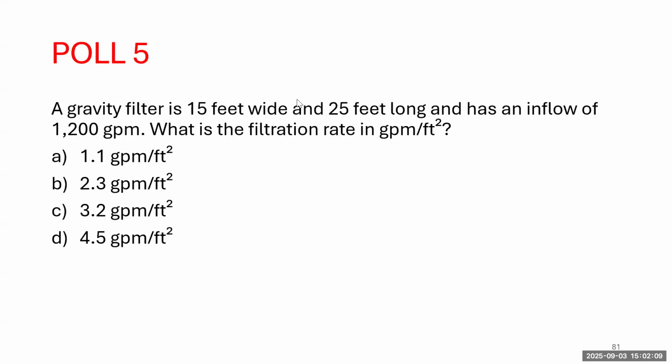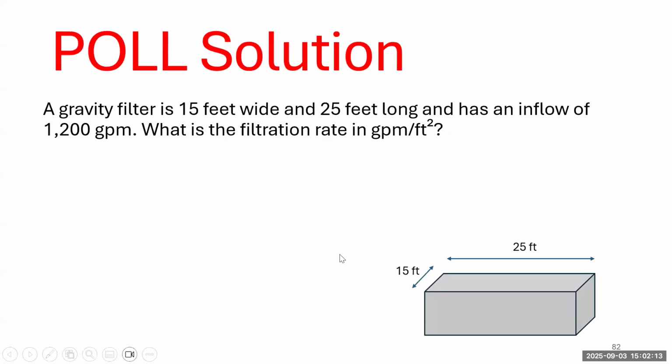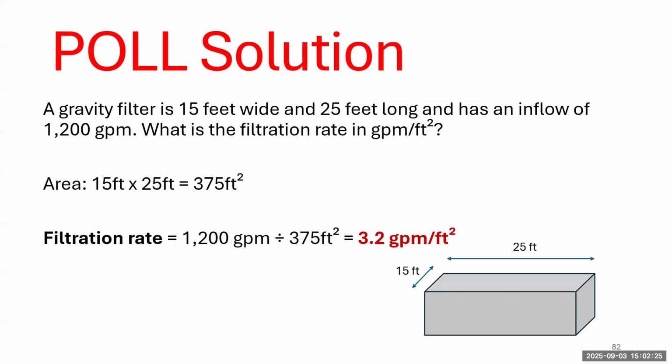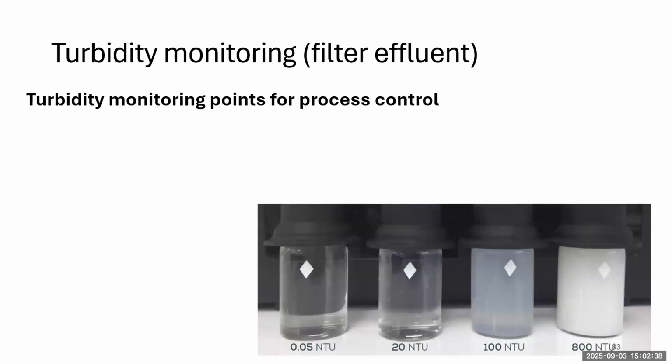So 91% of you chose answer C, 3.2. When we look at the solution here, first of all, we'll calculate the area, 15 times 25, an area of 375 feet squared. Then we have all the information we need now. 1,200 gallons a minute divided by 375 square feet, 3.2 gallons per minute per square foot. So there's our filtration rate, a little bit on the lower end of that 2 through 10 scale.